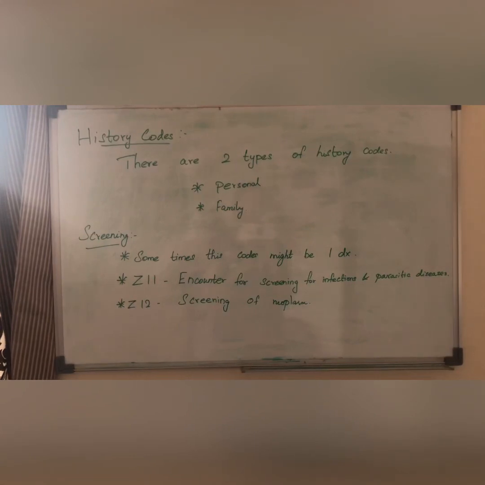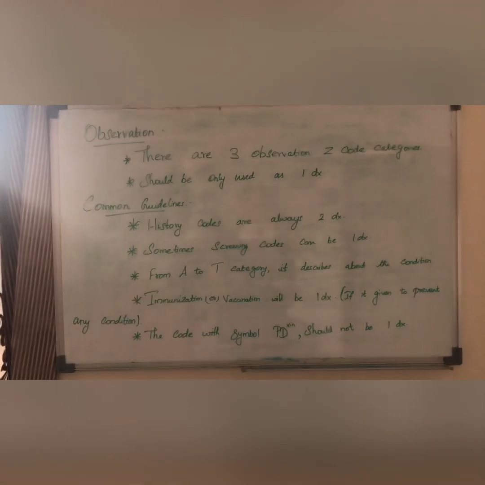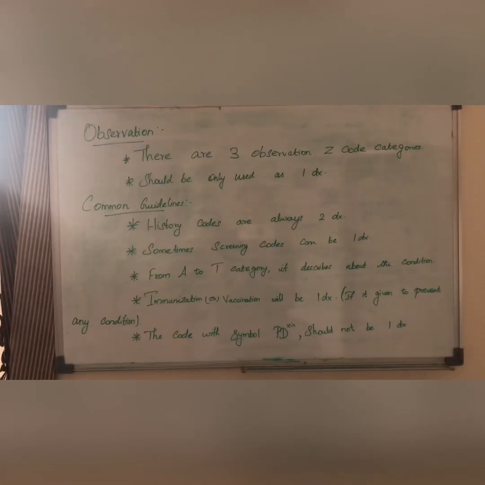And the screening codes, sometimes we can give as the principal diagnosis. Some examples of screening codes are Z11, which is for the encounter for screening for infectious and parasitic diseases, and Z12, which is for screening for neoplasm. Next one is observation codes. We have 3 observation Z category codes, which can be used only as the principal diagnosis. And some of the common guidelines for ICD: history codes are always the secondary diagnosis, and sometimes we can give the screening codes as the principal diagnosis.